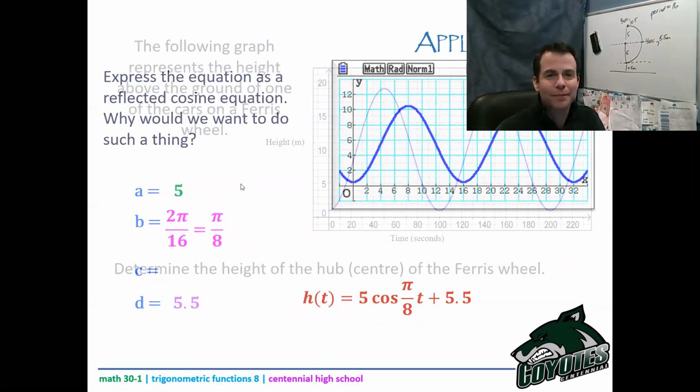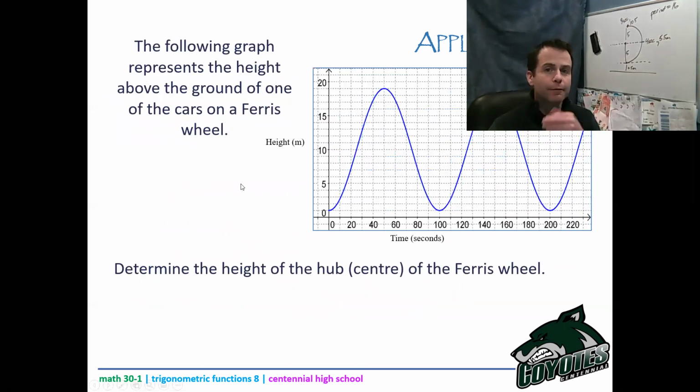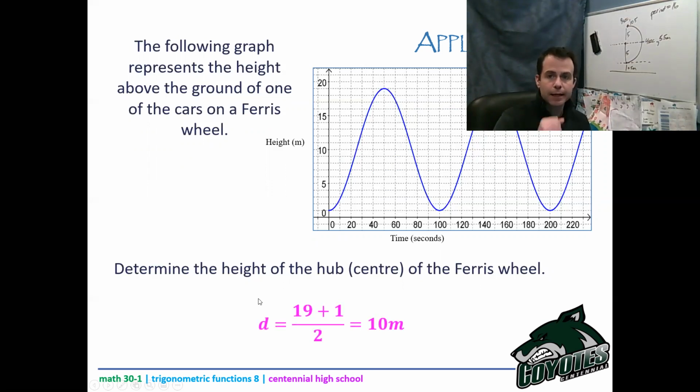It's all good. Okay, so the following graph represents the height above the ground of one of the cars on a Ferris wheel. Determine the height of the hub or center of the Ferris wheel. Now, the height of the hub, that sounds like the D value to me. Well, if I'm looking at a D value, I'm taking the average of the minimum and the maximum. So I just add the min and the max together and divide by 2. So that gives me 10 meters.